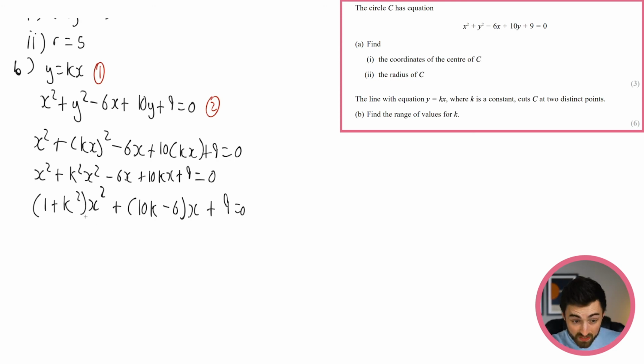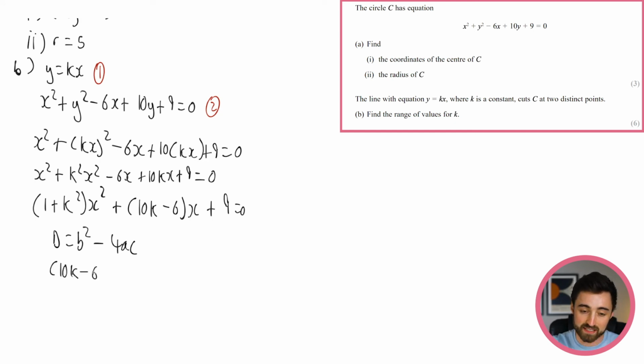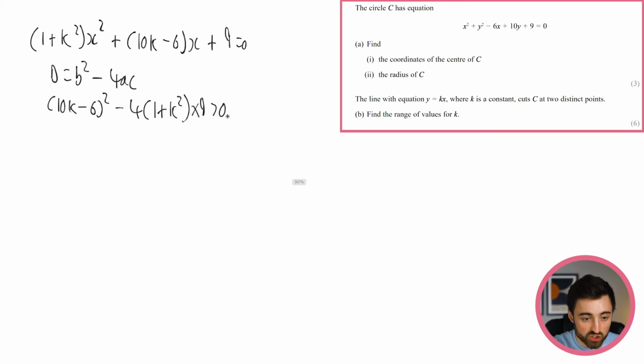So the discriminant, b squared minus 4ac, where a is the x squared coefficient, b is the x coefficient, and c is the number on the end, must be greater than 0. I've got an inequality, haven't I? I therefore know that (10k minus 6) squared minus 4ac is greater than 0. Cool. So, work it out, I suppose.